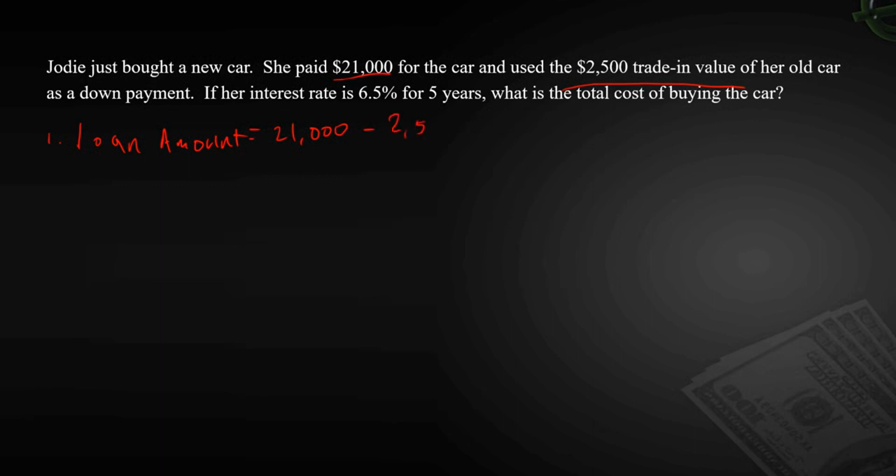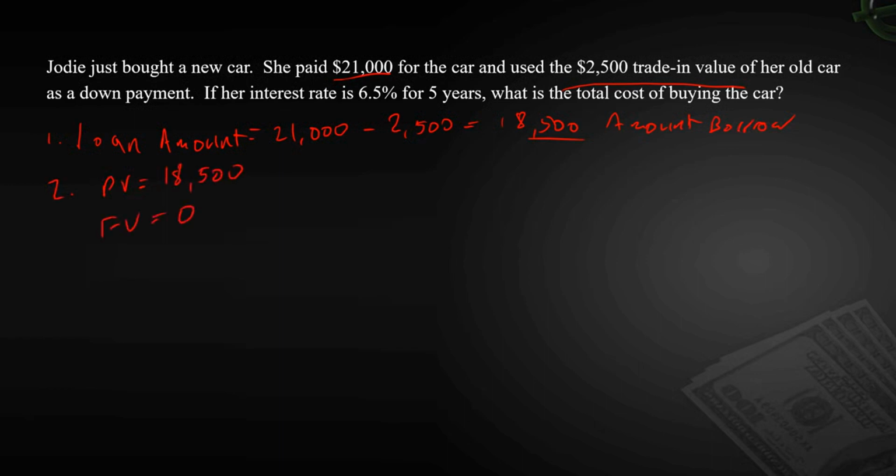So she pays $2,500 as a down payment. That gives her a loan amount of $18,500. That's what a down payment does. It reduces how much you have to borrow. And when you borrow less, you pay less. Okay, so this then is the amount to borrow. This is how much she's going to borrow. And in step 2, that becomes our present value because that's how much she's borrowing.